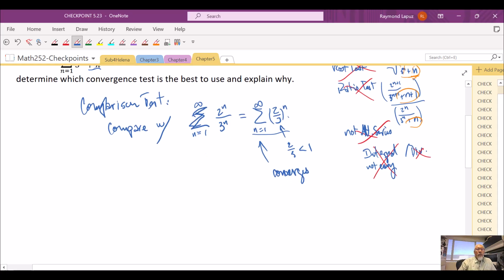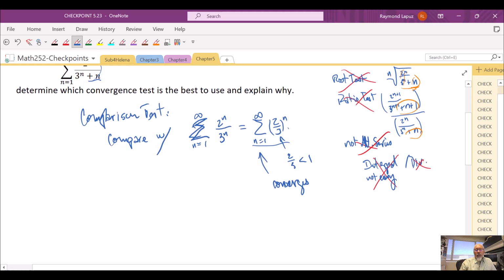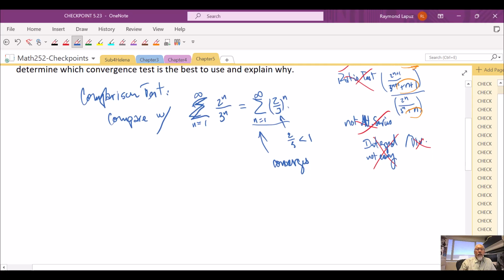You can also do a limit comparison test. I actually prefer the limit comparison test, because you're just taking a limit of the ratio, but either one should work. So the limit comparison test would also work, and we'll compare it to the same series, 2/3 to the nth power, which converges. So chances are it's going to converge.